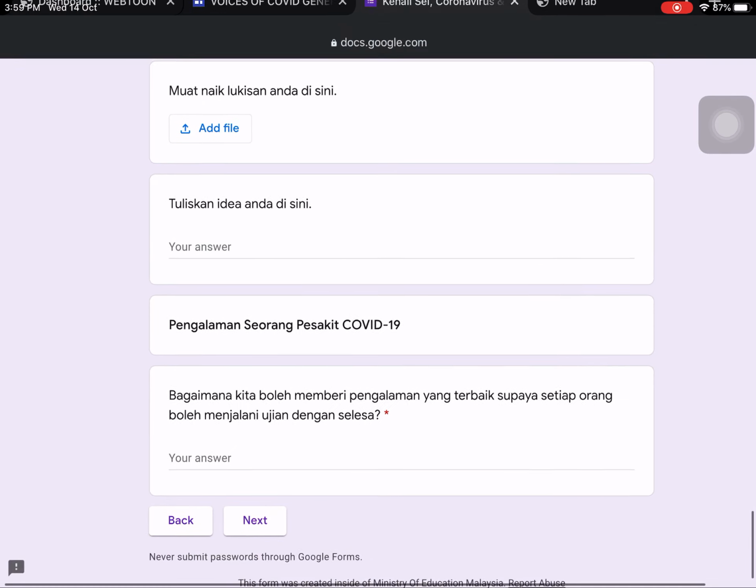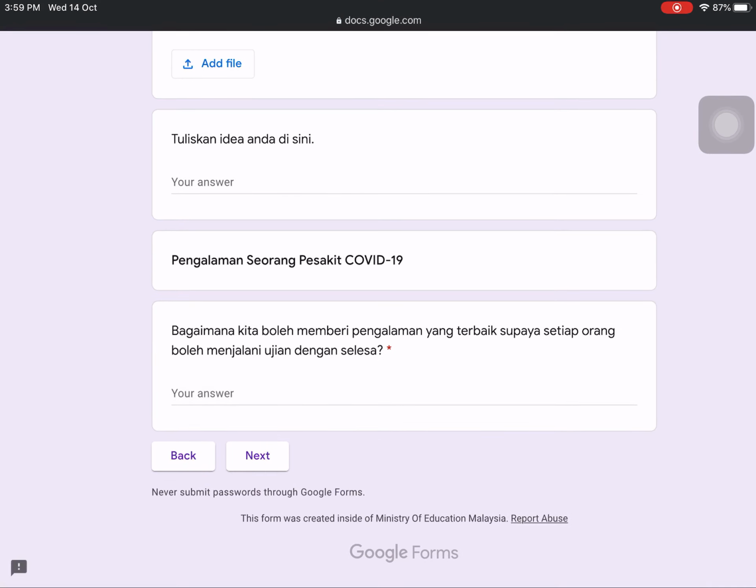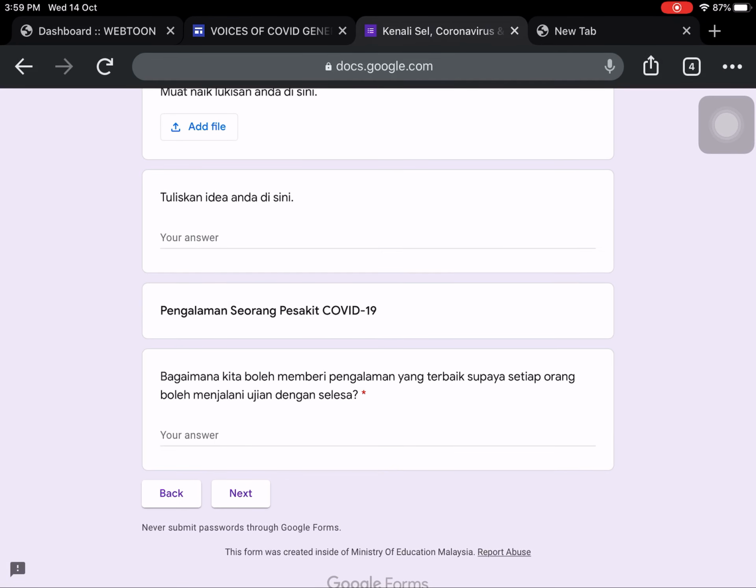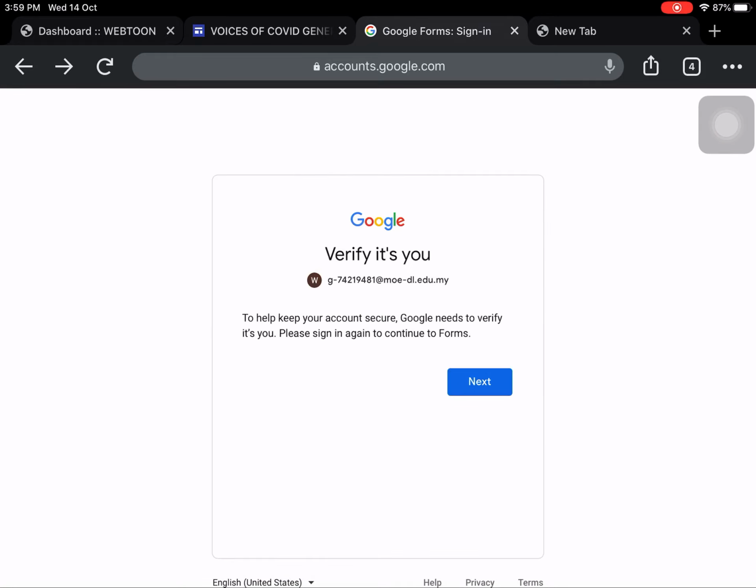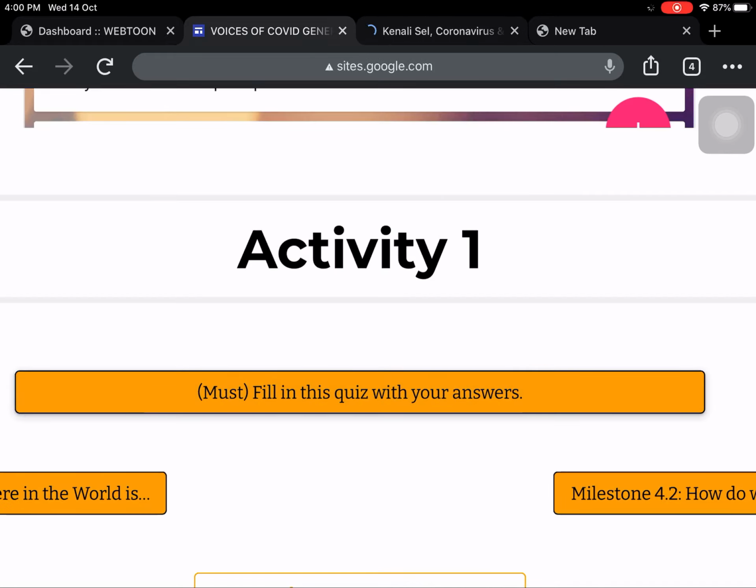or if you have written like a short essay, you can put your essay here. Okay, so how do you give a good experience to everyone to go through the swab test? So answer all the questions, click next, and then you'll be done with the first activity. Okay, girls? Alright, so let us go back.